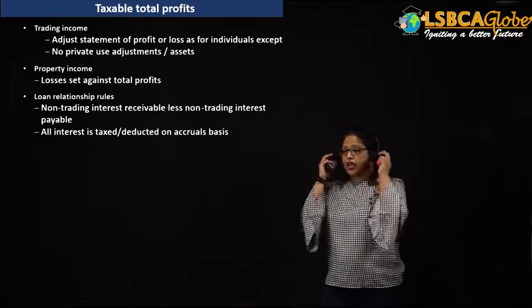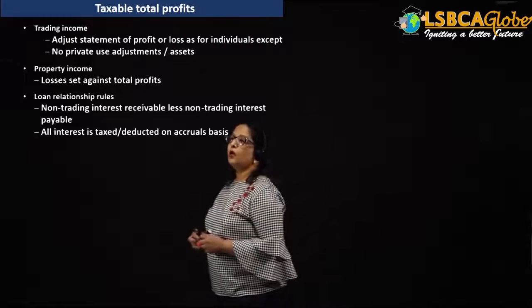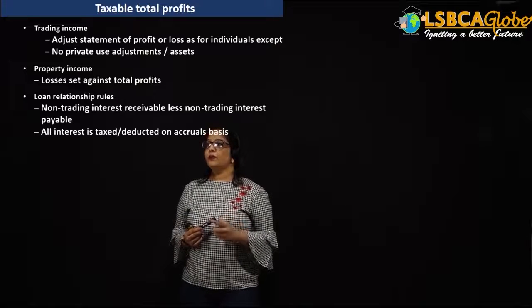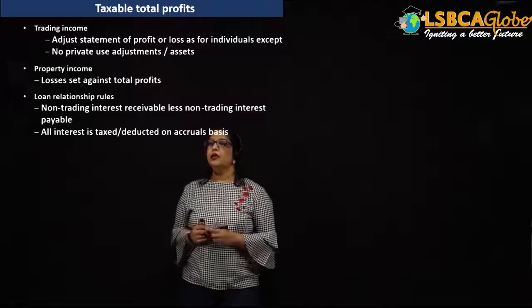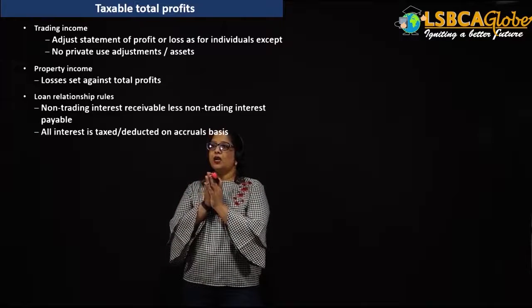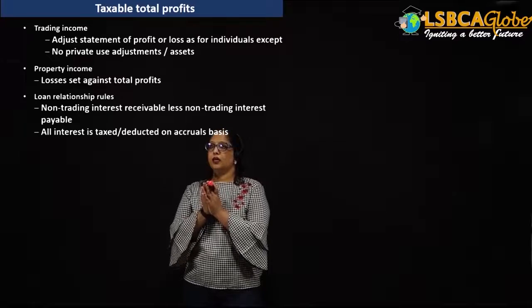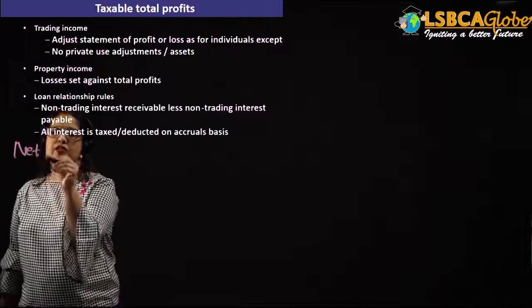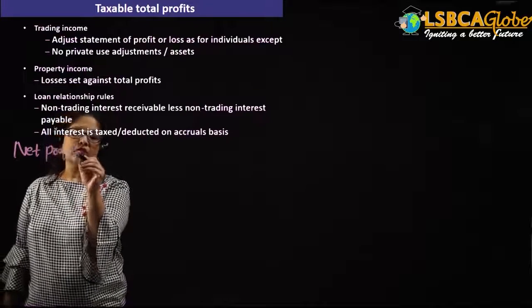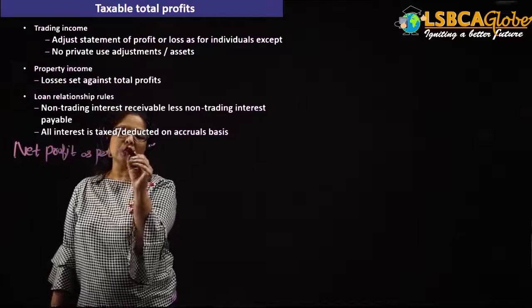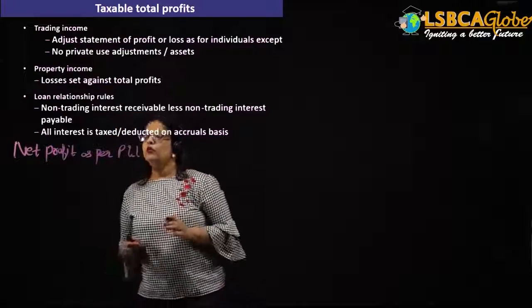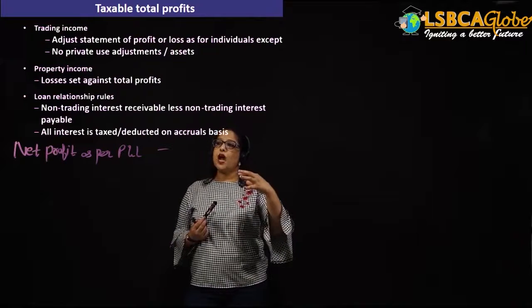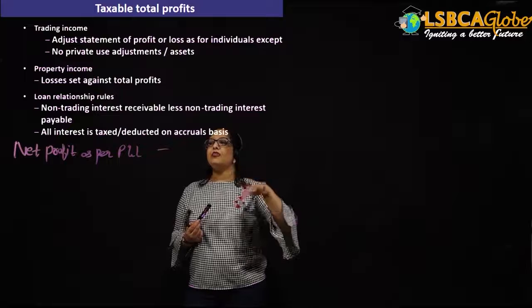So far, class, I have just told you the format. Now I am going to tell you how to compute the total profits of a company. First of all, the trading income. Now class, regarding trading income, you have to just focus on one thing. You will start your answer with the net profit which is given. That is a wrong figure. Whatever the net profit is given to you, that is a wrong figure. You have to start with the wrong figure and arrive at the right figure.